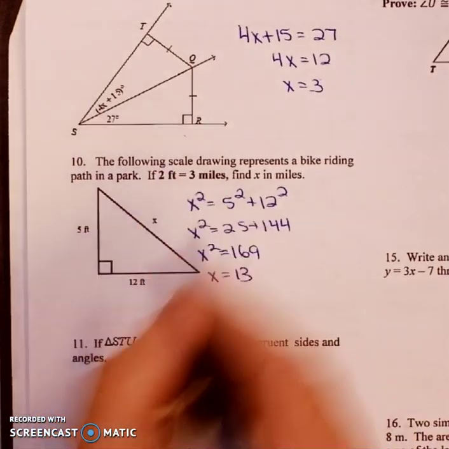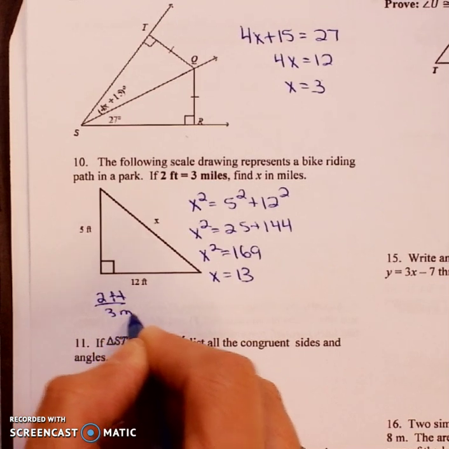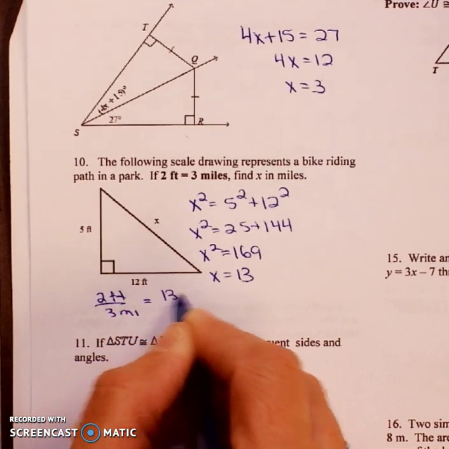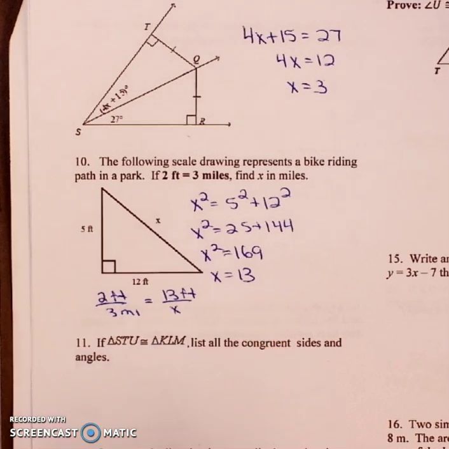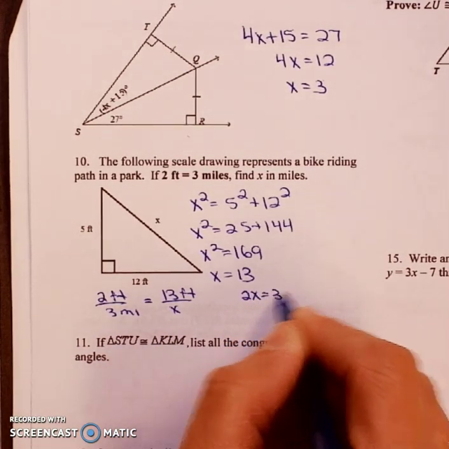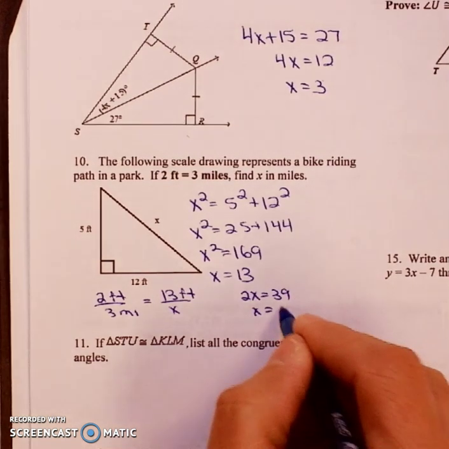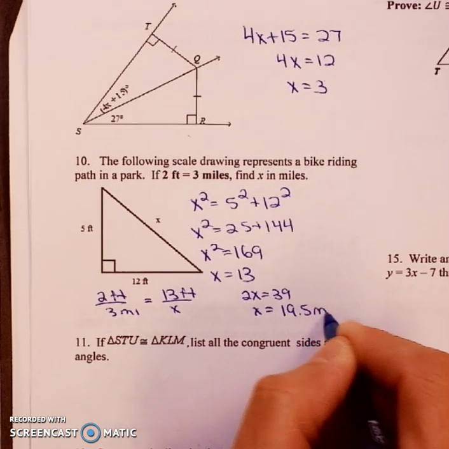So we've got 2 feet is equal to 3 miles. And here we have 13 feet, and we're looking for the number of miles. So we're going to cross multiply. 2x is equal to 39. And we're going to go ahead and divide. And we end up with 19.5 miles.